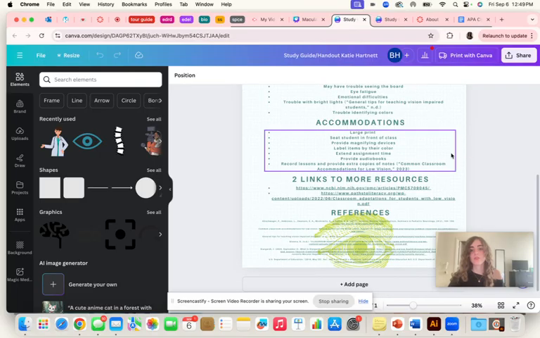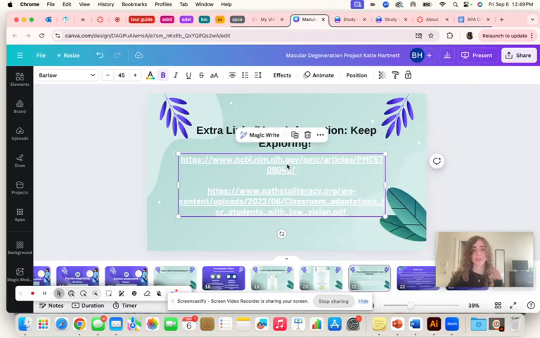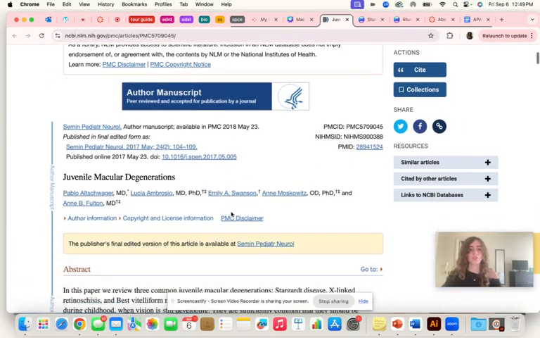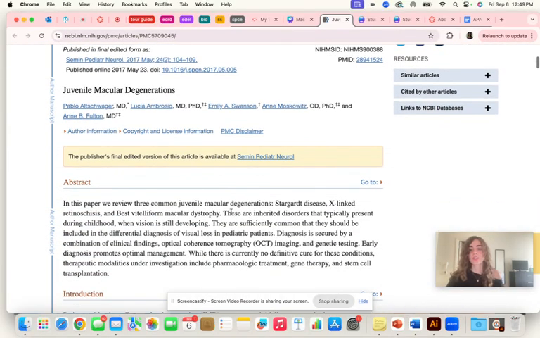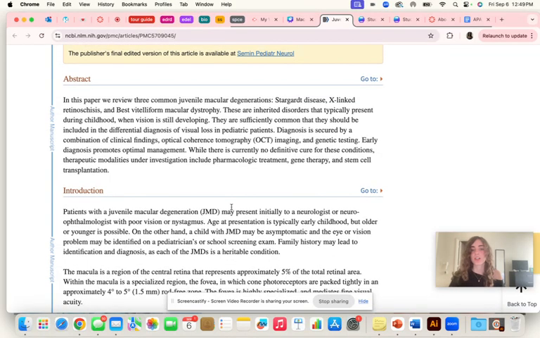I also have 2 links to more resources. It's actually linked over here as well. So I'll go ahead and click on them for you. This first one is just about juvenile macular degeneration. So this is just delving deeper into those diseases that we talked about, specifically Stargardt and Best's.